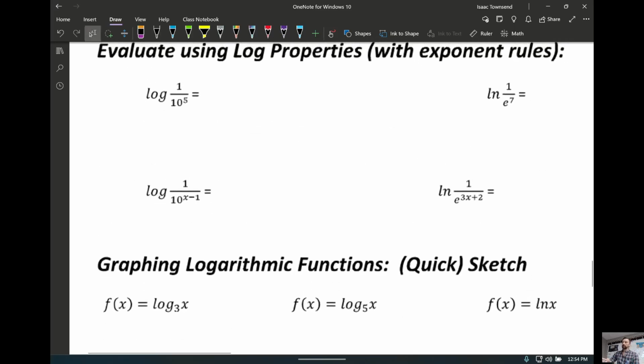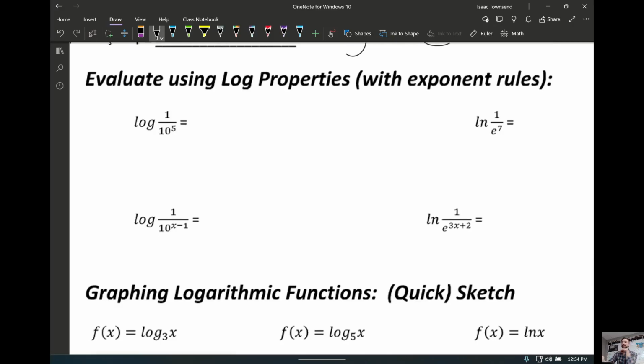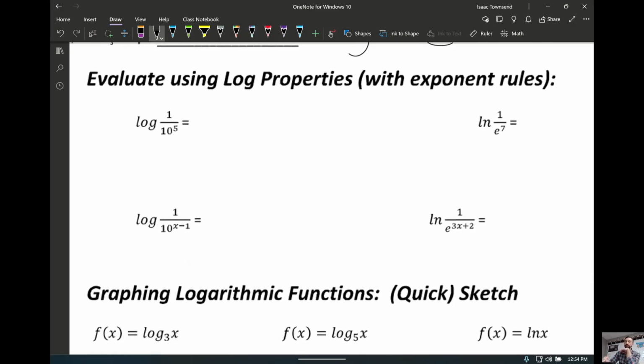Okay, we're getting pretty close to the end here. This is very similar to what we've talked about, except to even start these questions, you really want to start off with exponent rules. So when I look at this question, instead of having 10 to the 5th in the denominator, I would move it to the numerator. Instead of having e to the 7th in the denominator, I would move it up to the numerator.